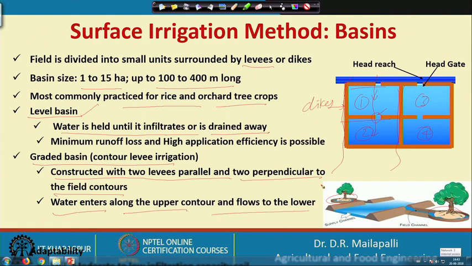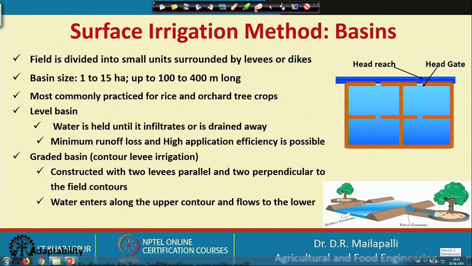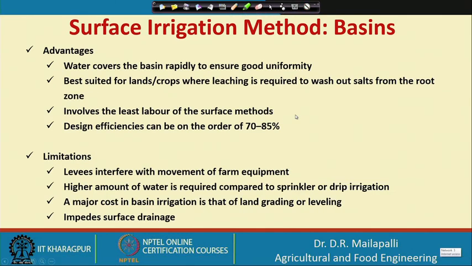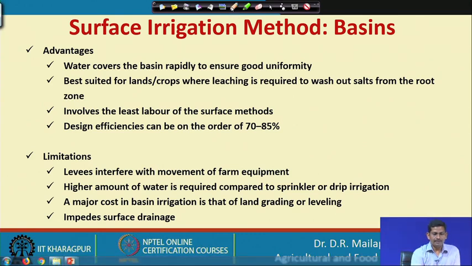So, this is already explained. The next is the basins. Basically, the advantages are that water covers the basin rapidly, ensuring good uniformity.